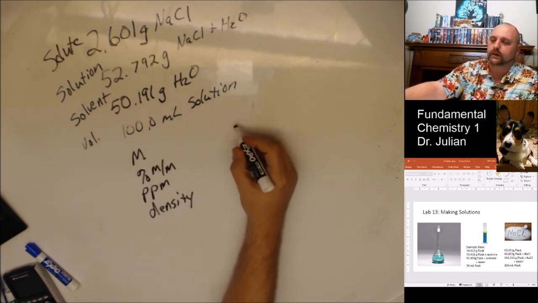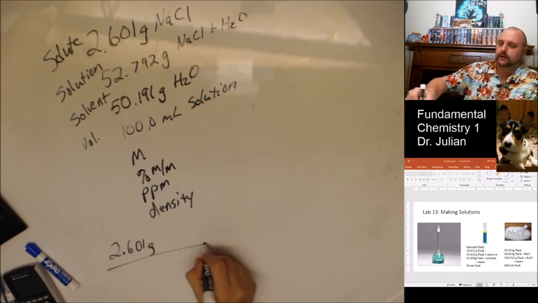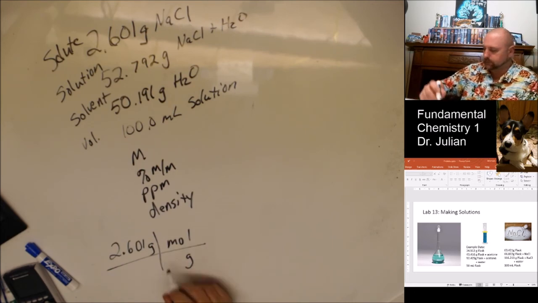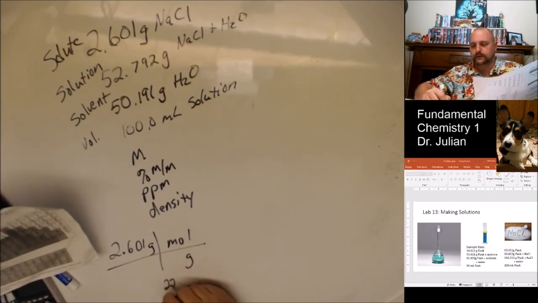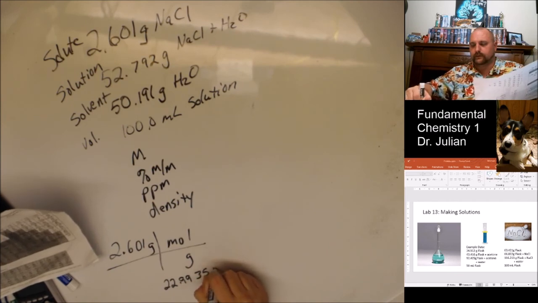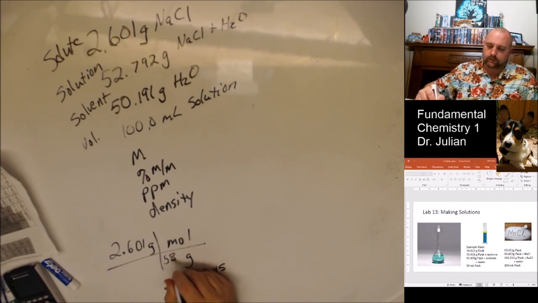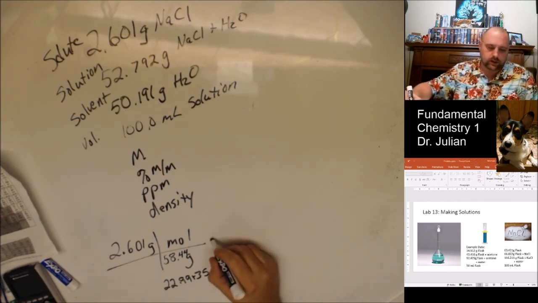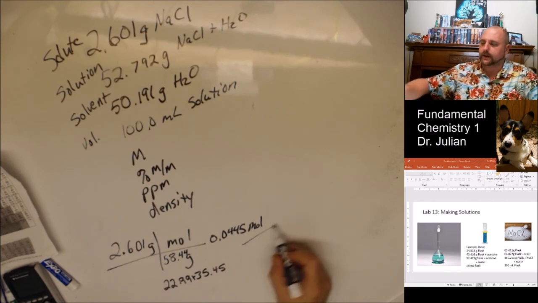Alright, here I'm going to take my 2.601 grams, and we're going to go from grams to moles, and this will be Na plus Cl, and it's roughly 58. 22.99 plus 35.45 is 58.44. 2.601 divided by that would be 0.0445 moles.